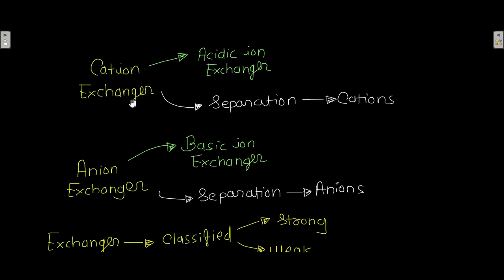Now the ion exchanger can be a cation exchanger or an anion exchanger. These are the two types of ion exchanger. The cation exchanger is also known as an acidic ion exchanger, and it is used for the separation of cations, whereas the anion exchanger is known as a basic ion exchanger, and it is used for the separation of anions.